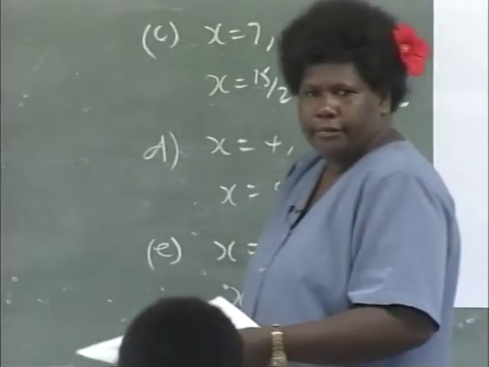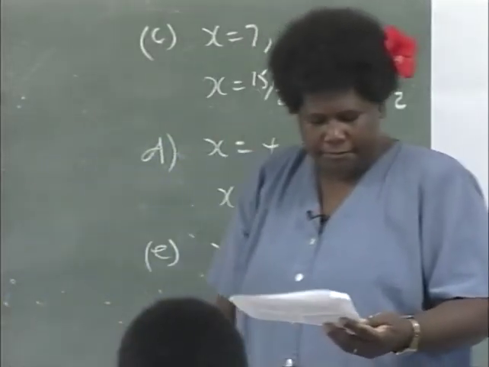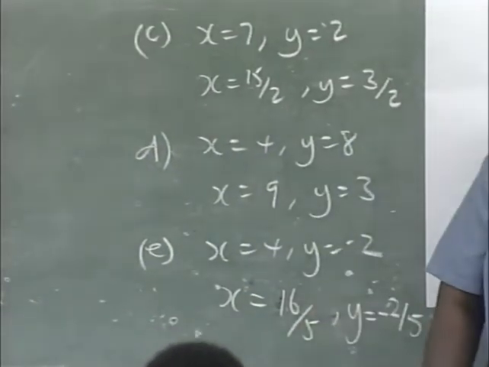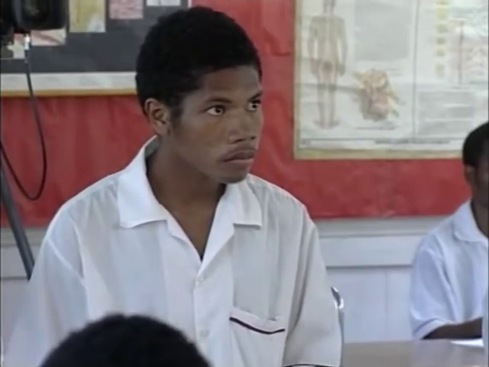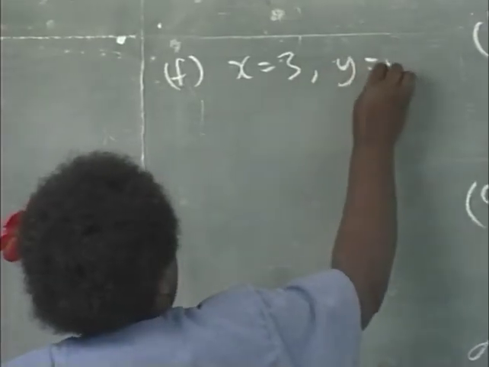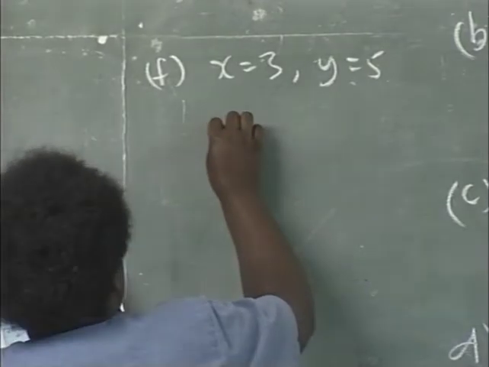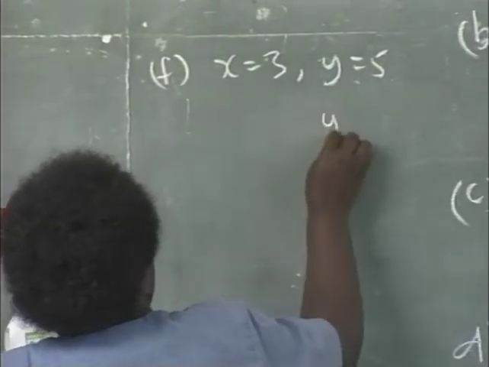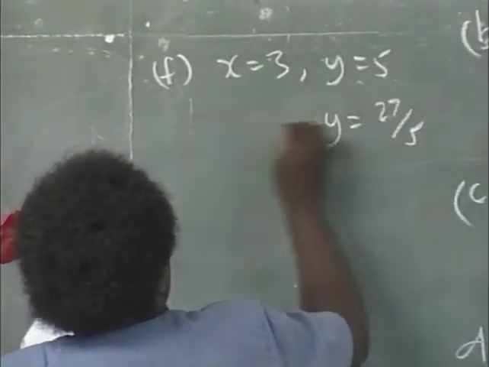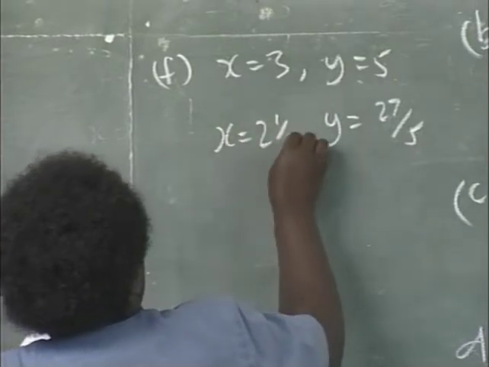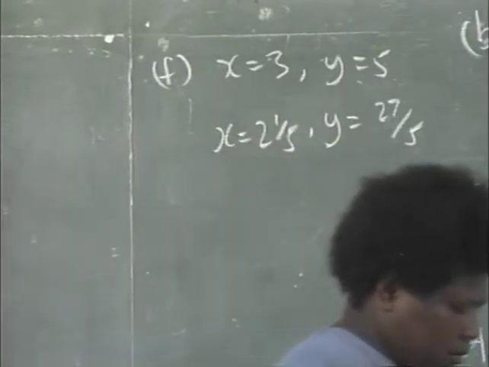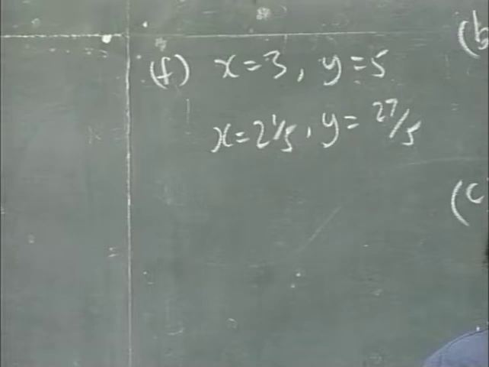Right, letter F. Gabriel? Y equals 5 and x equals 3. All right, x equals 3, y equals 5, and y equals 27 over 5, and x equals 2 and 1/5. x equals 2 and 1/5. 27 on 5, 2 and 1/5. Okay, correct. Letter G.